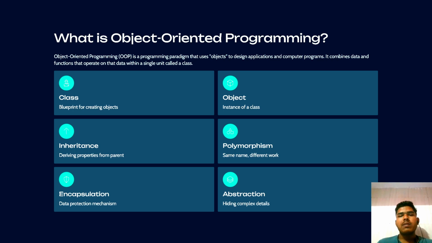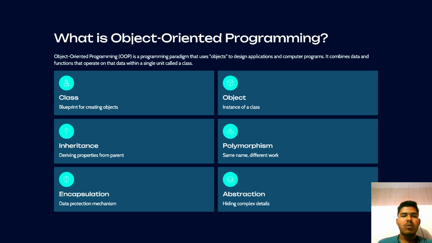OOP is a programming paradigm that uses objects to design applications and computer programs. It combines data and functions that operate on that data within a single unit called a class. A class is a blueprint for creating objects. An object is an instance of a class.